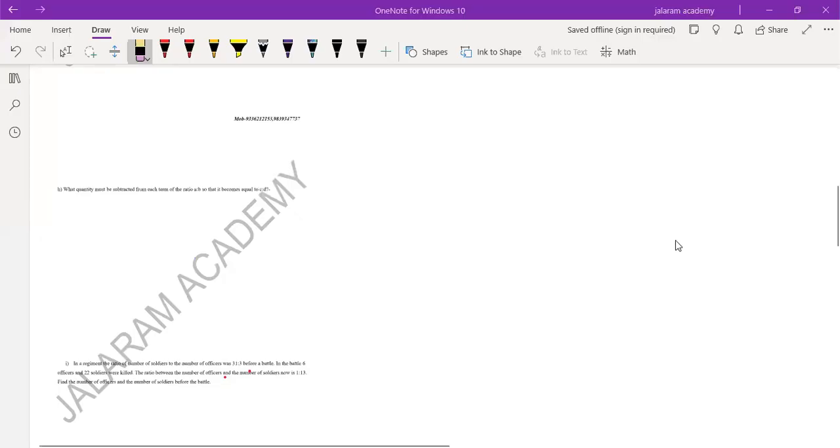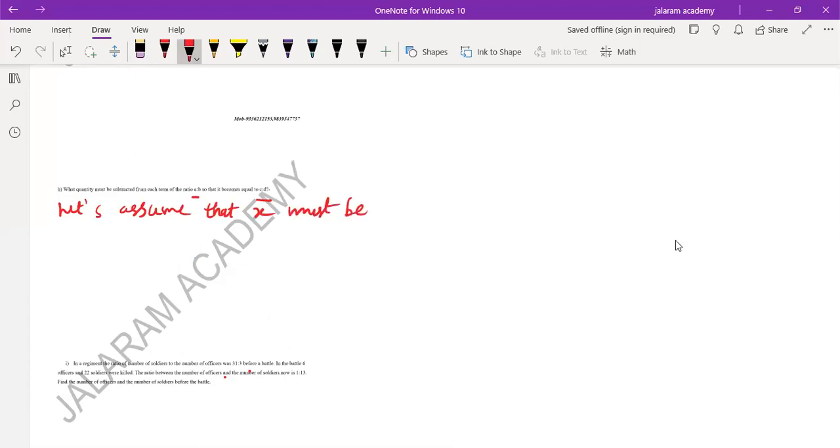Okay. So now we will discuss question number 1H type. What quantity must be added, subtracted from each term of the ratio A is to B so that it becomes C is to D? For this, let's assume that we have to add a constant term. Let's assume that X subtracted must be, we have to find the number which must be subtracted from each term of the ratio A is to B, means from A as well as from B.